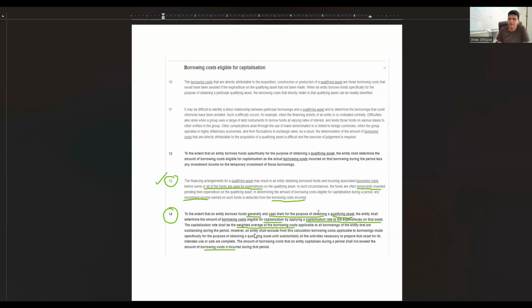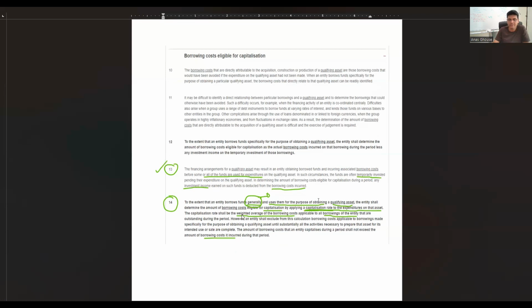As I explained in the previous point, if funds are obtained for general purposes, to operate the business or to meet working capital requirements, and those funds are used for the purpose of obtaining a qualifying asset, then how do you capitalize that cost? In order to capitalize, we need to identify a capitalization rate. That should be the weighted average of the borrowing cost applicable to all borrowings of the entity. Here, all borrowings means general borrowings, not the funds borrowed specifically for the purpose of the qualifying asset, which you can exclude. If general funds are used for the purpose of a qualifying asset, then you need to identify a capitalization rate. Let's move on to this particular question.